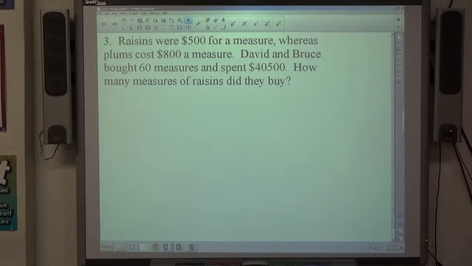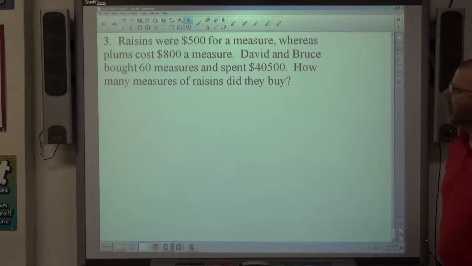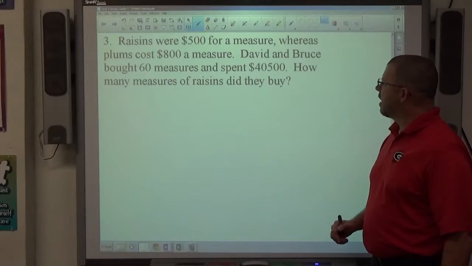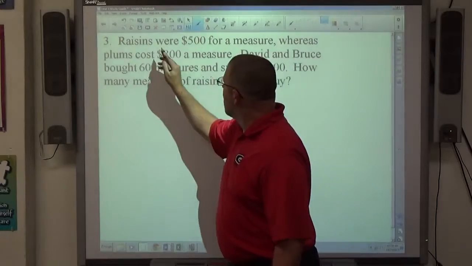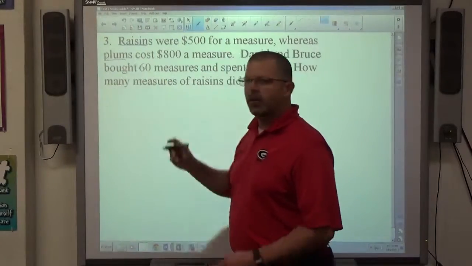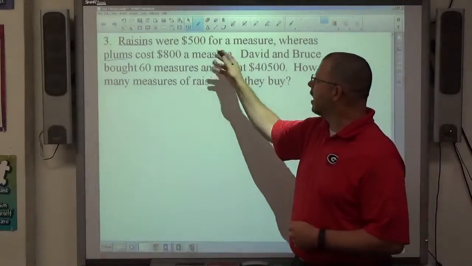Number 3, raisins were $500 for a measure, where plums cost $800 for a measure. David and Bruce bought 60 measures and spent $40,500. How many measures of raisins did they buy? So, raisins and plums are things we don't necessarily know how much they cost. That's what they tell us.